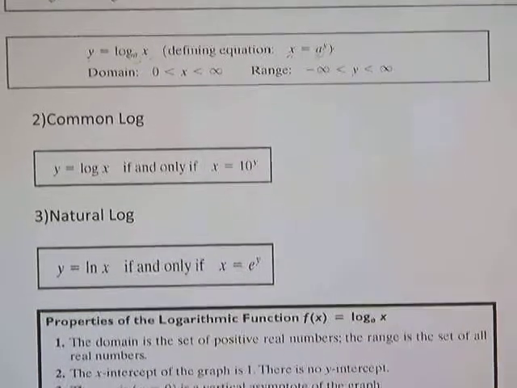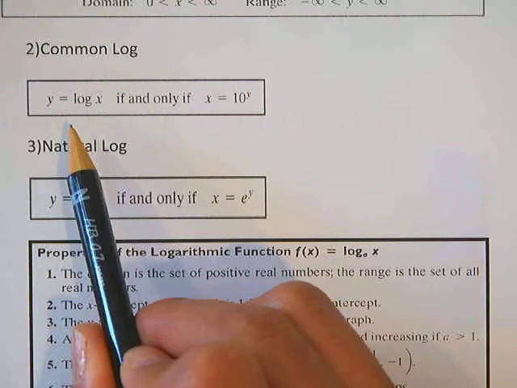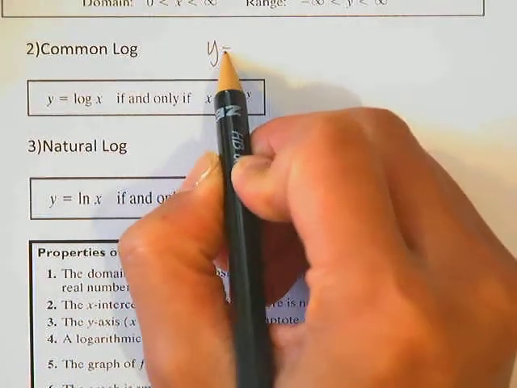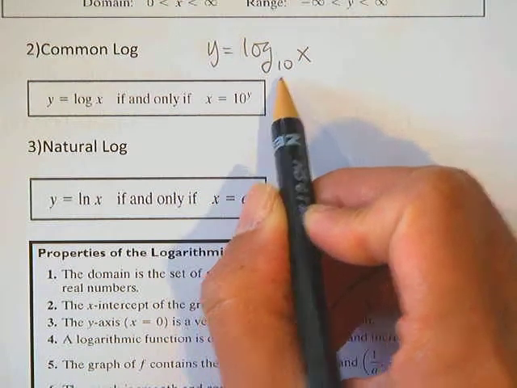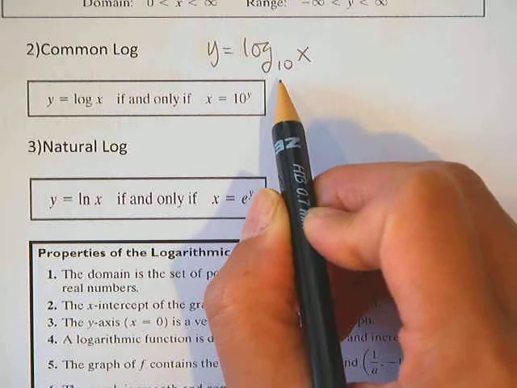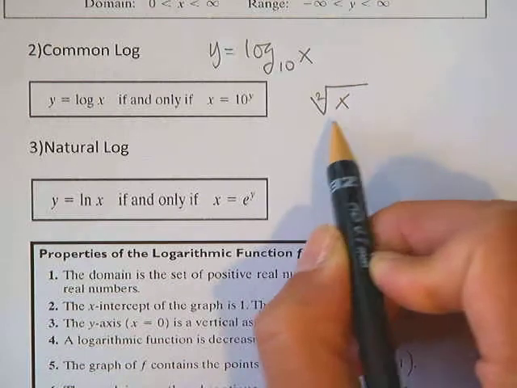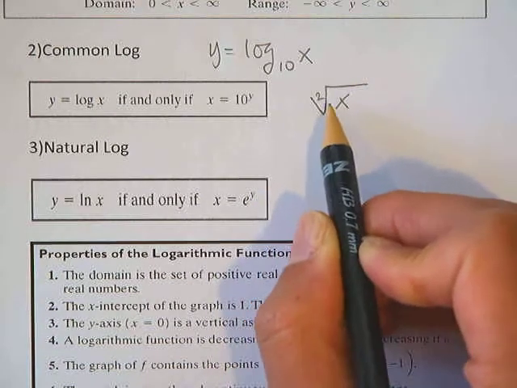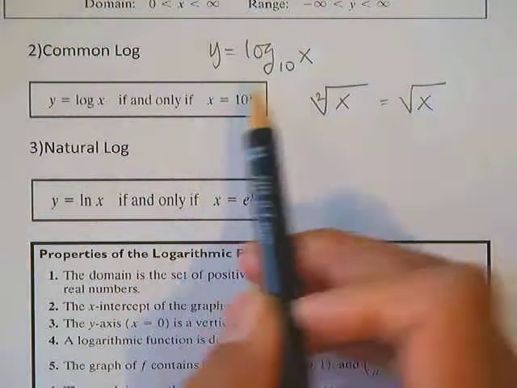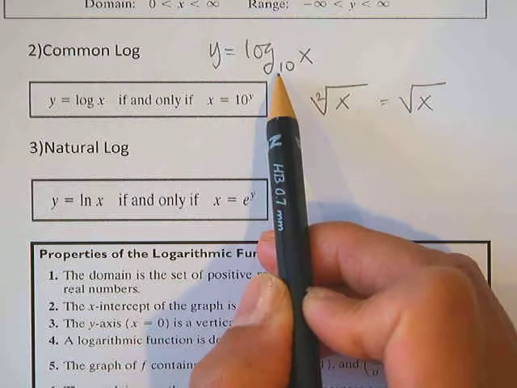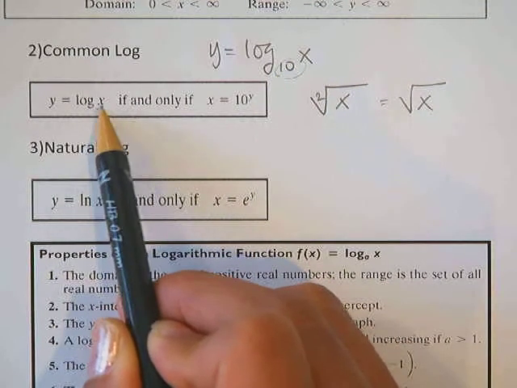Common log and natural log. The reason common log has a name is that y equals log base 10 of x is so common that we get lazy and don't want to write the base 10 all the time, just like the square root of x. It's supposed to have an index of 2, but because it's so common we normally don't write it. So common log, y equals log base 10 of x, is usually not written with a base, but we know it has to be base 10.